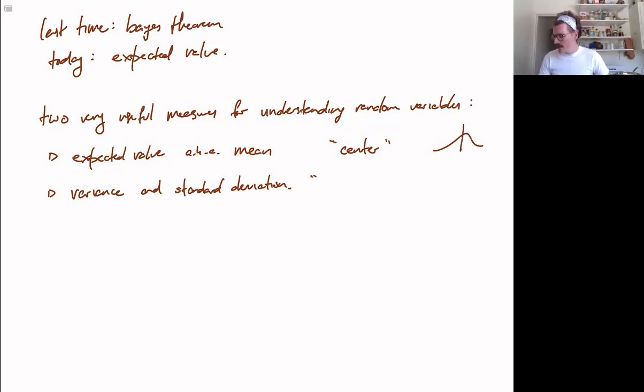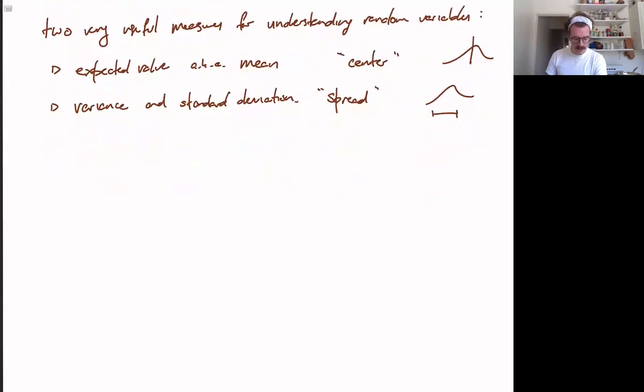And then variance and standard deviation, how do we understand these things? These are a measure of the spread of the distribution. So if we have some picture of a distribution like this, then they are measuring how spread out the distribution is. So today we are going to focus on expected value, and next time we will focus mostly on variance. So let's get the definition.